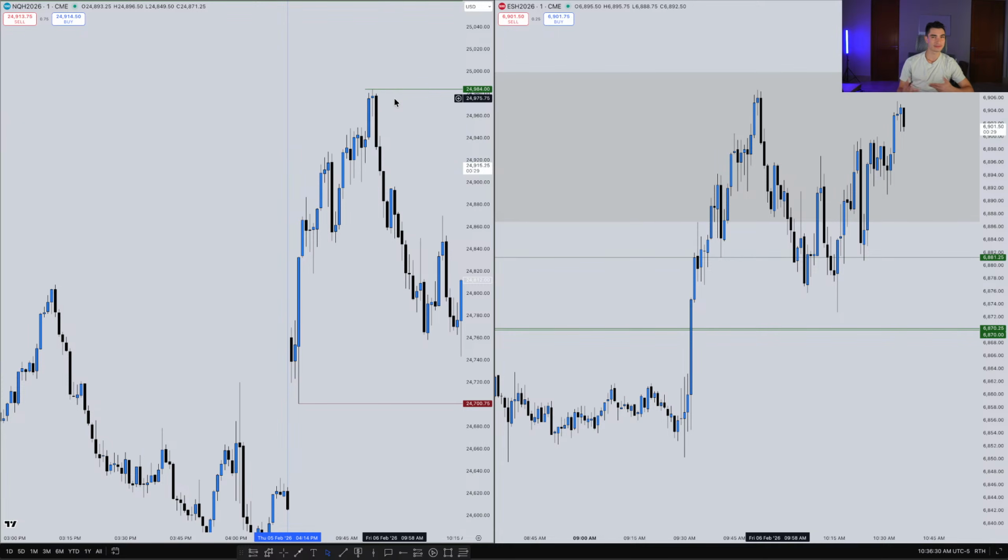And once you understand how many opening ranges there are throughout the day, there's 6 of them. Think of how much opportunity you now have.